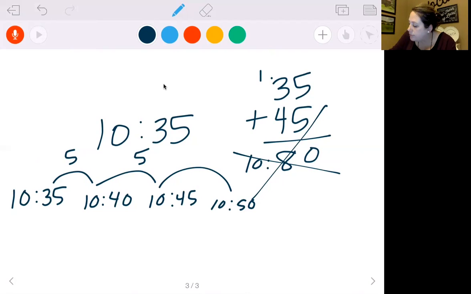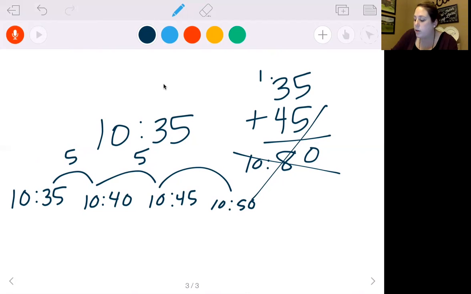So 11:05 is 5 more minutes. 11:10 is 5 more minutes. Okay, let's see how many we have now. 5, 10, 15, 20, 25, 30, 35. So let's go 2 more times to 11:15 and 11:20. So 11:20 is your answer.